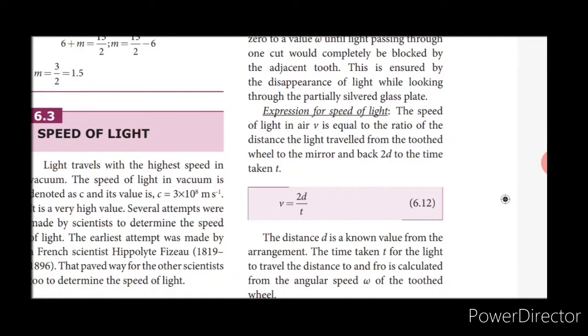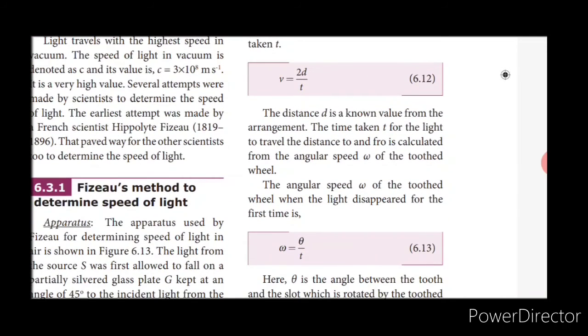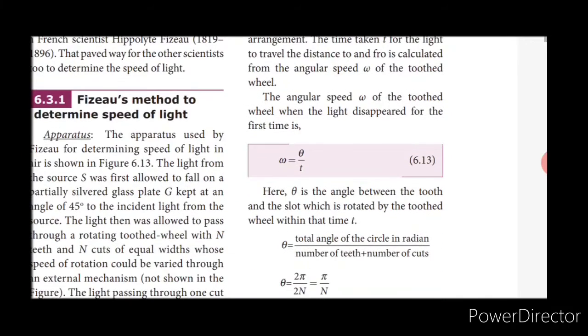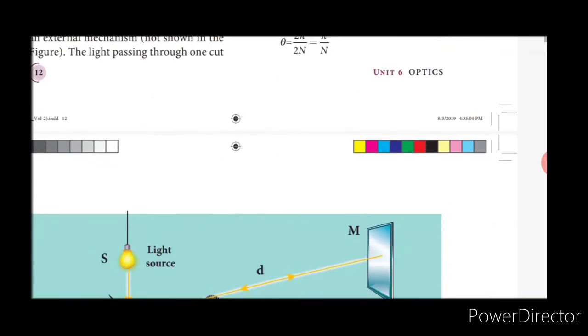Expression. We know the speed of light in air v equals distance per time. Here the light travels twice the distance, so v equals 2d by t. The distance d is known from the arrangement. The time t taken for the light to travel to and fro is calculated from the angular speed omega, 2 pi f. The angular speed omega is theta by t, where theta is the angle between the tooth and the slot. The total angle of the circle is 2 pi in radians, divided by the number of teeth and cuts, 2N, so theta is pi by N.